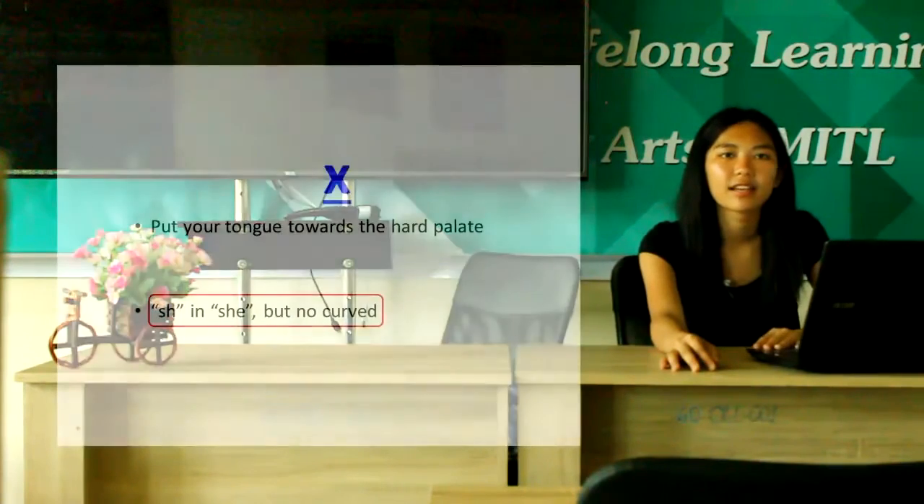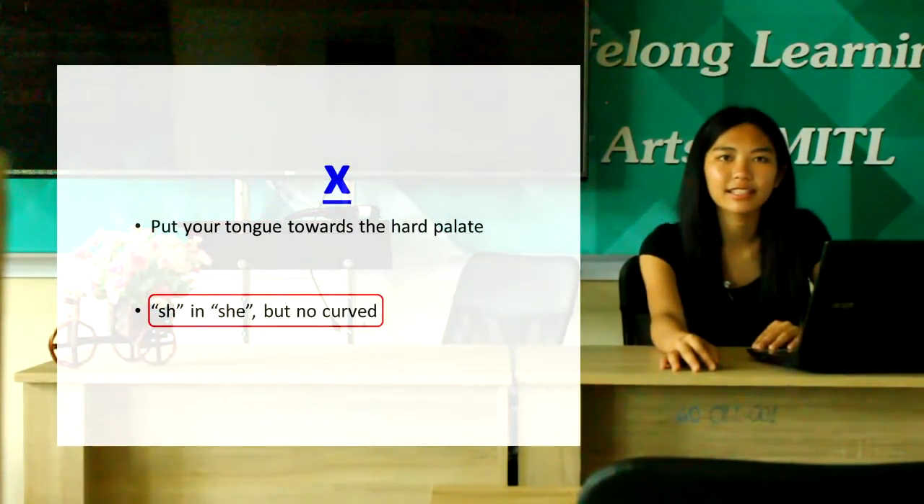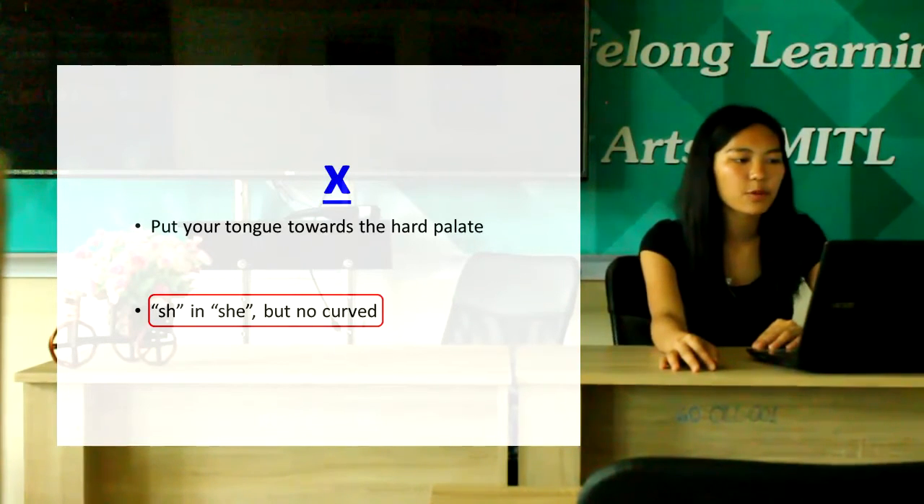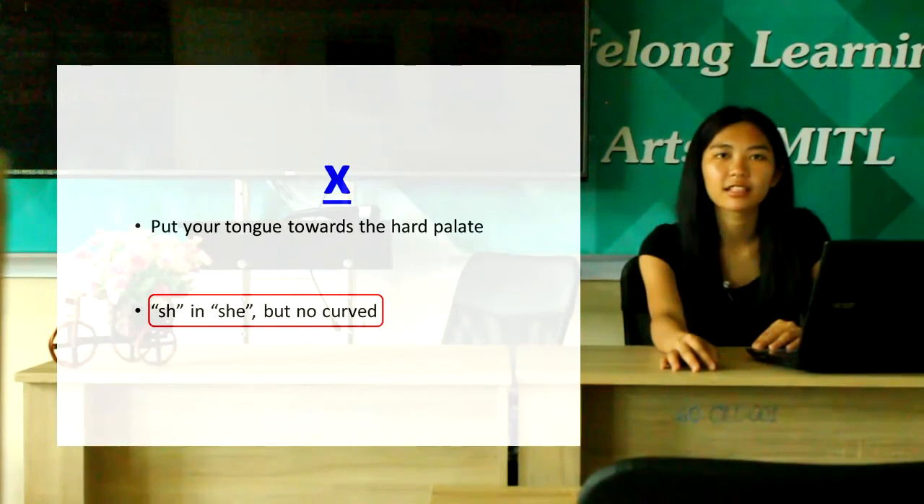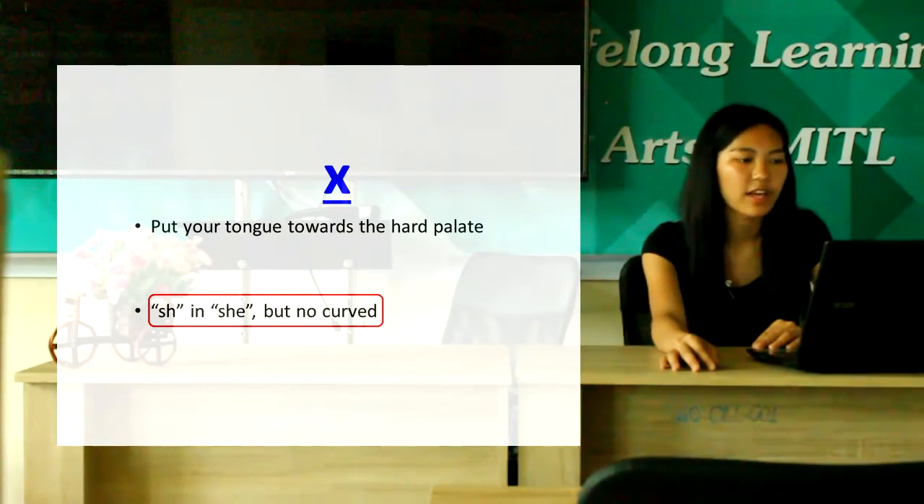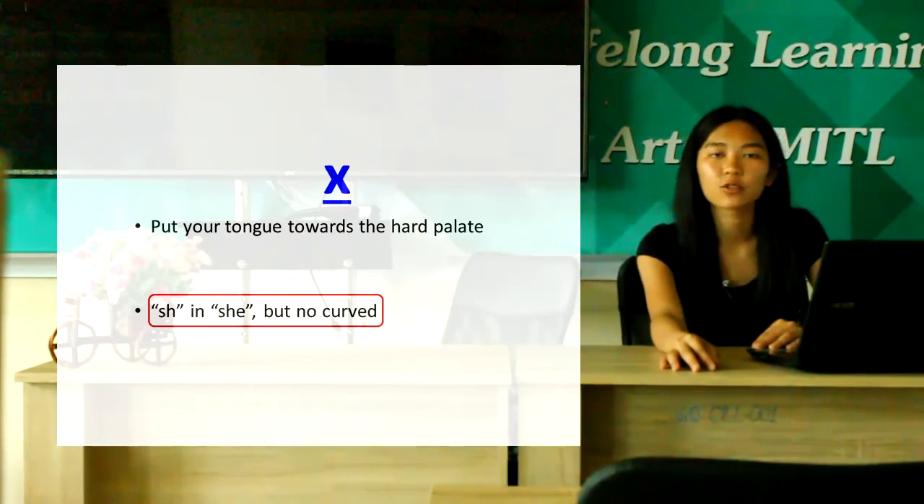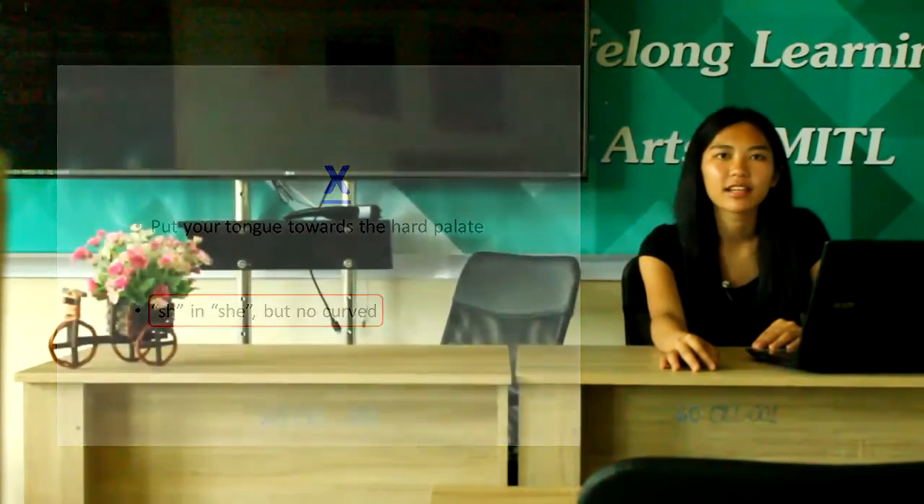The next one, X. We'll say like C, C. Again, put your tongue towards the hard palate, and then leave and let the strong air come out. So she is like the English word she, she. You can say the front part, sh, but again there's no curve. So you'll be like C, C.